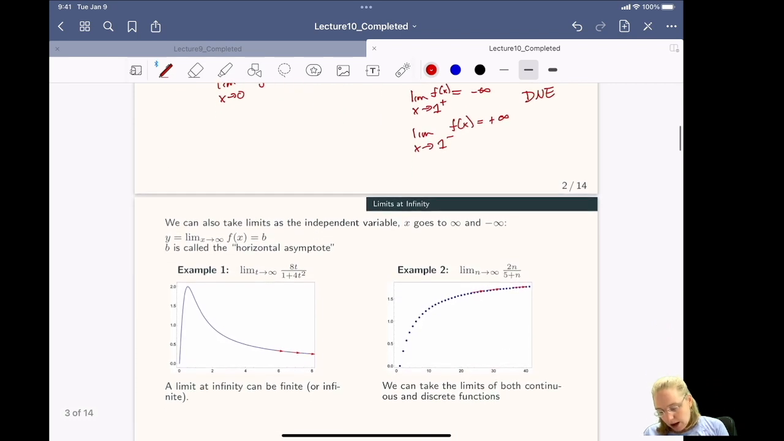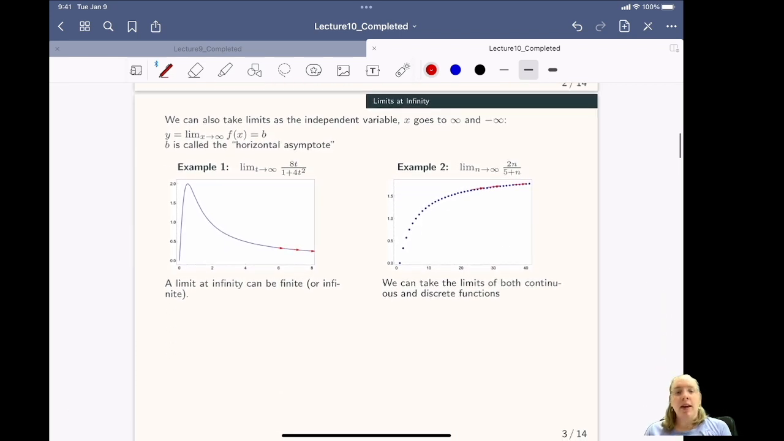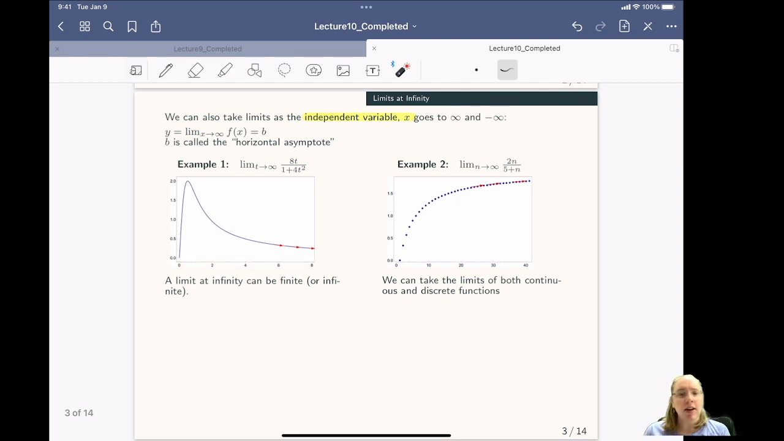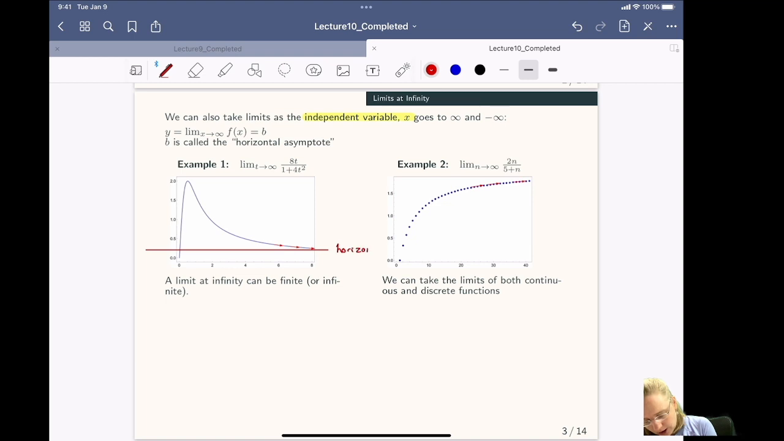All right. We can also take the limit as the independent variable gets closer to infinity. So if we take the limit as the independent variable, the variable on the x-axis, goes to plus or minus infinity, then this results in a horizontal asymptote. For example, we have a horizontal asymptote here. So the function gets closer and closer to this value, but never crosses or touches this line.